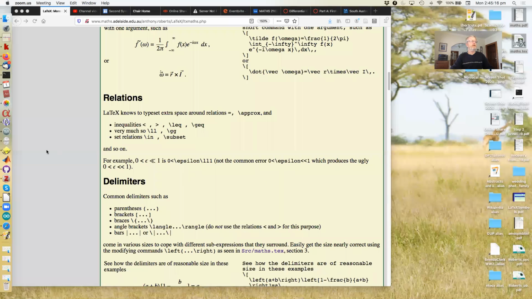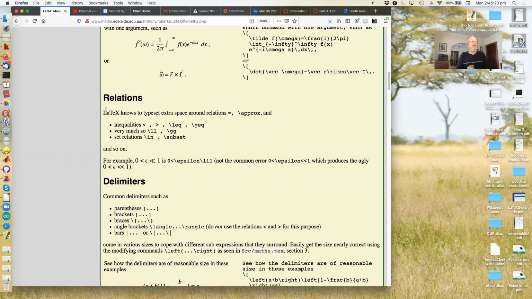Okay, so in the second talk in this group, we're going to talk about relations, delimiters, and spacing. All right, so let's share the screen. Back to it. Relations.